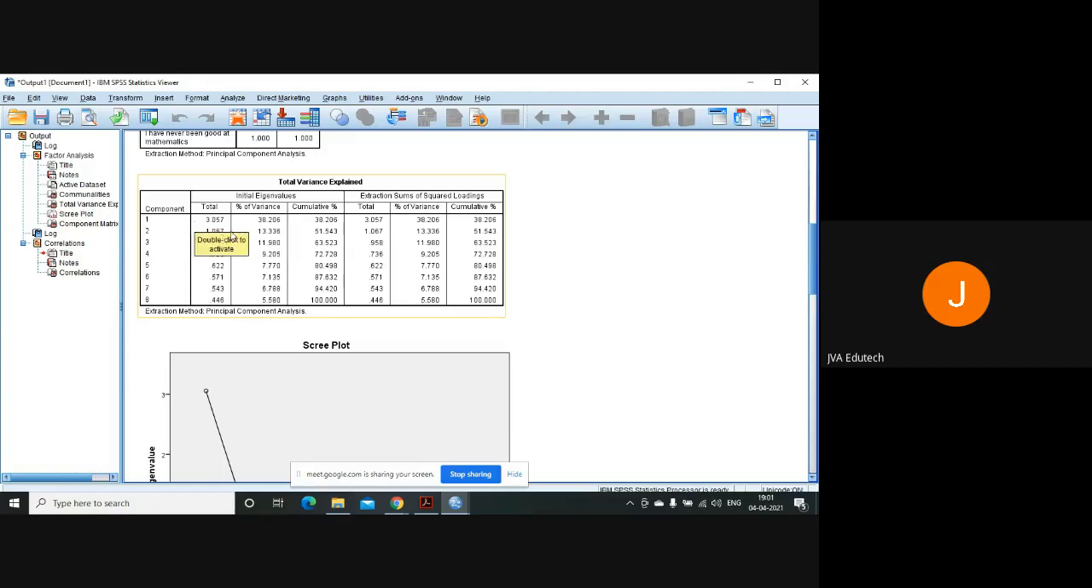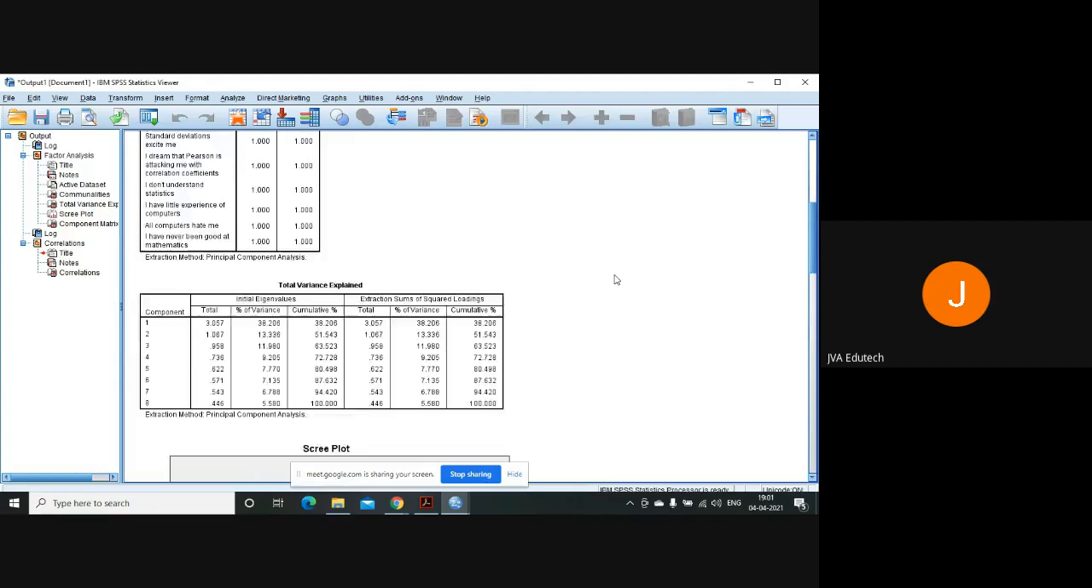First thing, only these two factors will be able to explain 51% of the variance. Out of this 51% of the variance, you can see that the first one is able to explain 38% of the variance, whereas the second one is able to explain 13% of the variance.